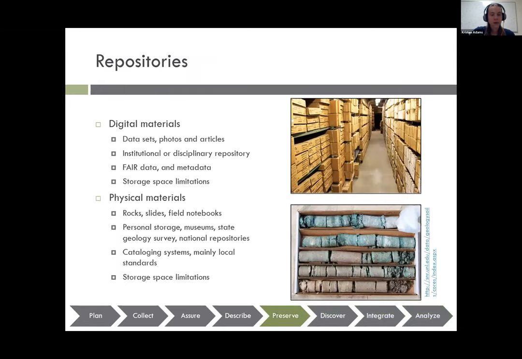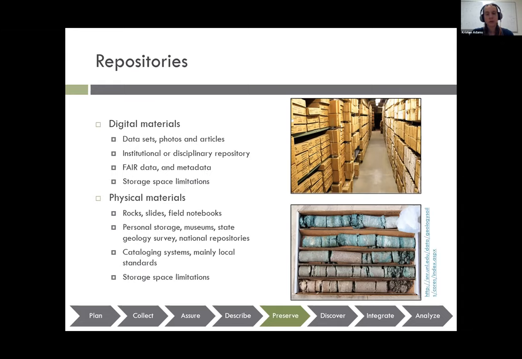So what happens to all of that data after the research project is over? A lot of us are familiar with digital materials: data sets, photos, and articles. They go into digital repositories, an institutional repository or a disciplinary specific repository. And we have FAIR data standards for those kinds of things now, lots of set metadata schemas and things like that, so that it's findable for other people to use. The physical materials also need something akin to that, but it gets a little bit more complicated when you have rocks, slides, field notebooks, and all of these other things.